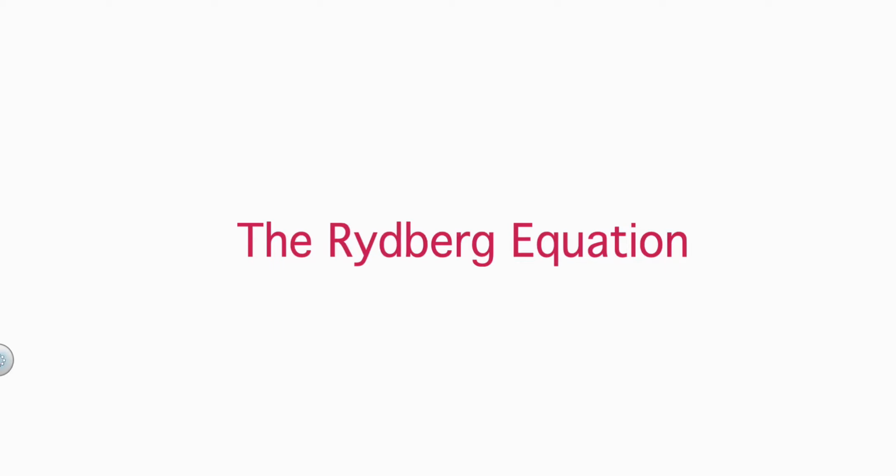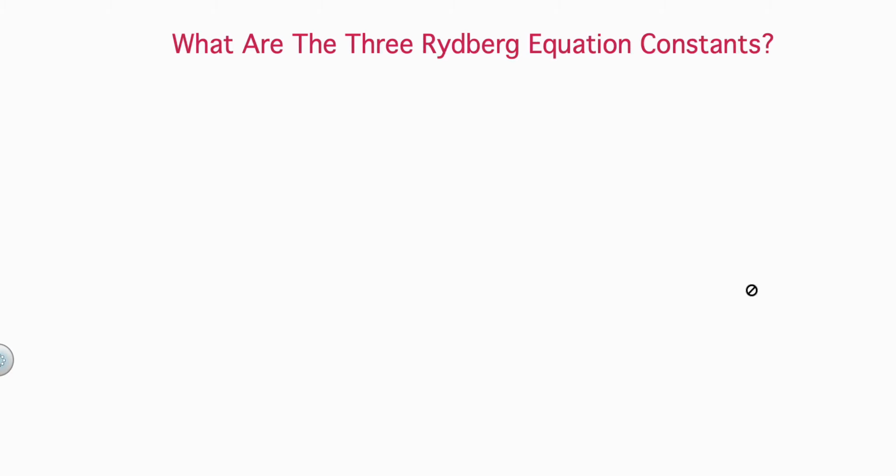Okay, today I'll be explaining the Rydberg equation. So what are the three Rydberg equation constants? Well, unfortunately, chemistry is not kind to us. We don't just have one constant. However, there's a simple way to figure out, based off the wavelength constant, what the other two, the frequency and the energy constants, will be.